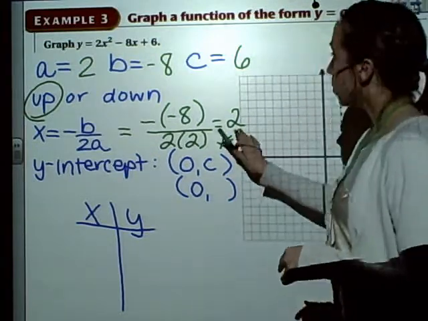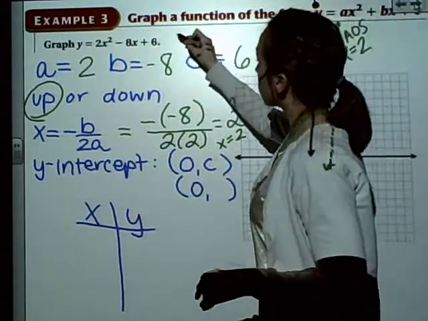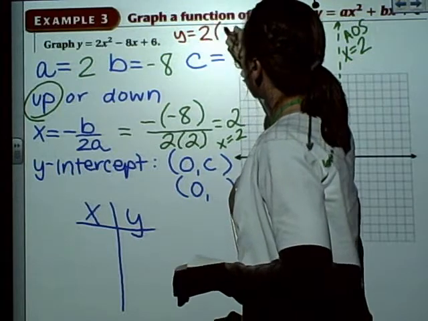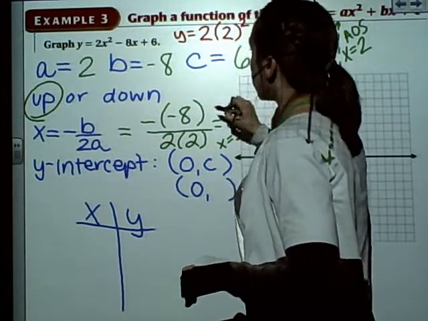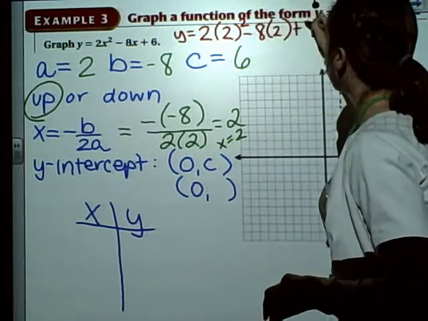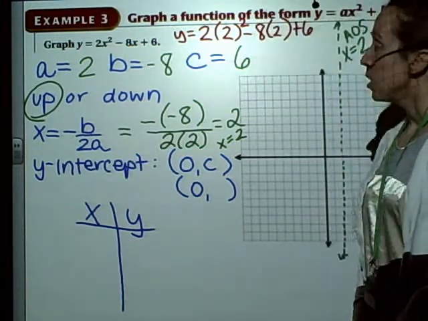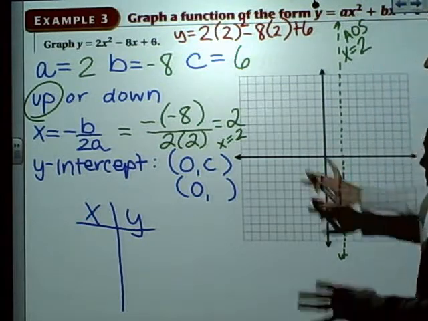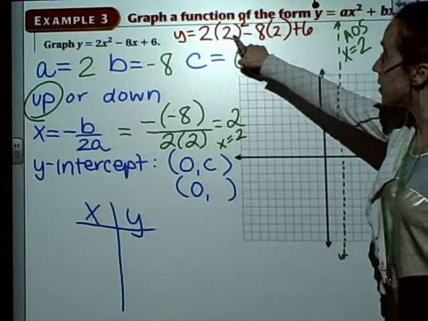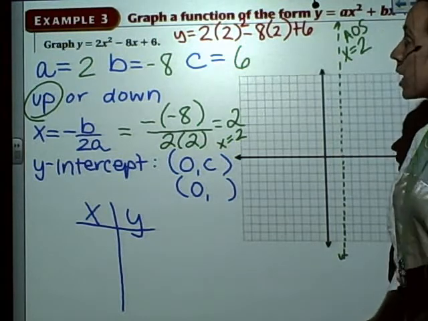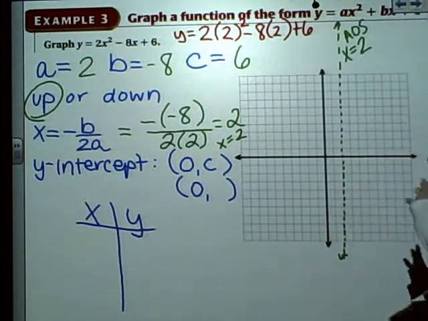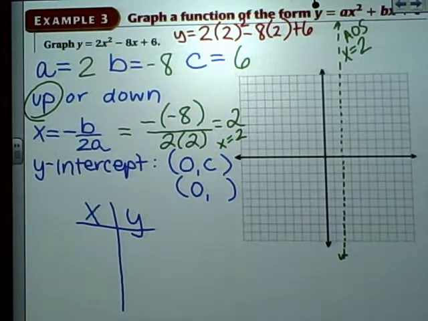So we're going to take 2 and plug it into this equation here. We're going to go y equals 2 times 2 squared minus 8 times 2 plus 6. So you guys take a minute. I'm going to erase and clean up our work a little bit so it looks a little neater. I want you guys to simplify this and write it in your notes, and we'll check what your y value is.